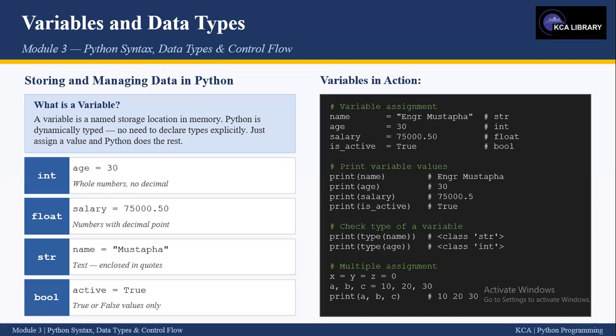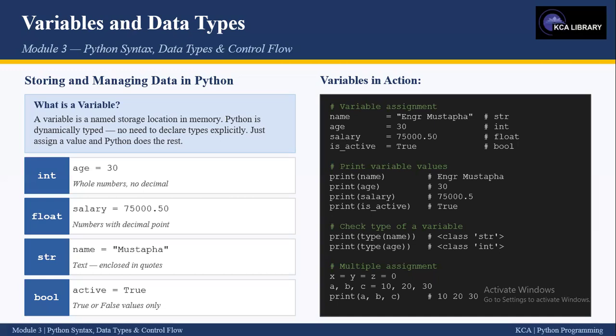Now, variable assignments. For you to assign, we have name equals to the string "Engineer Mustafa", that is a string. Age 30, that's an integer. Salary 75,000.5, that is a float. is_active equals True, that is a bool. To print variable values, that's how you can do it.